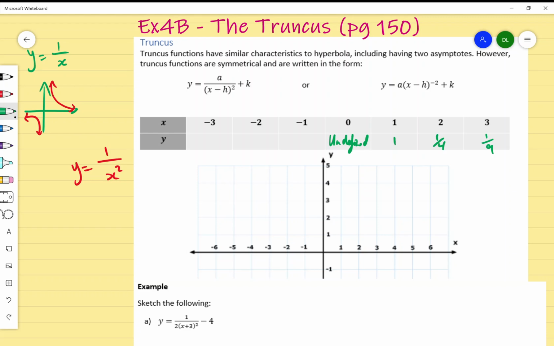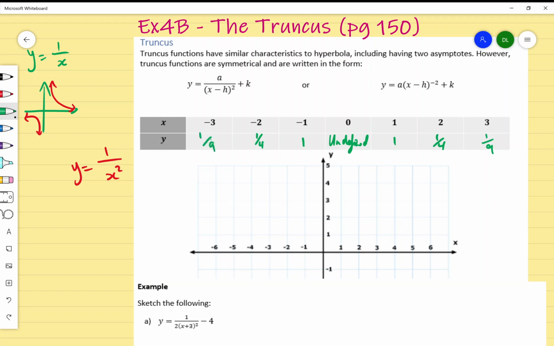Let's go the other way, go into the negatives. 1 over negative 1 all squared. So that's 1 over negative 1 squared like that. And we end up with 1 over 1, which gives us a value of, you guessed it, 1. I do the same thing. I substitute negative 2 into it and end up with 1 over 4 and 1 over 9.